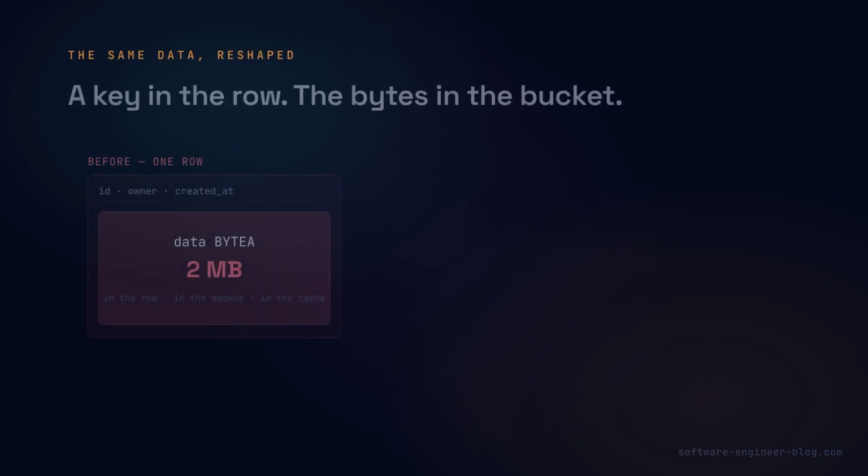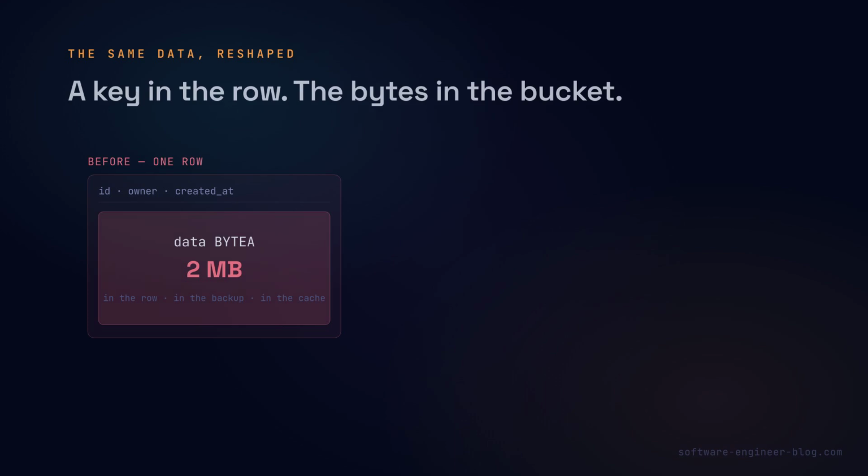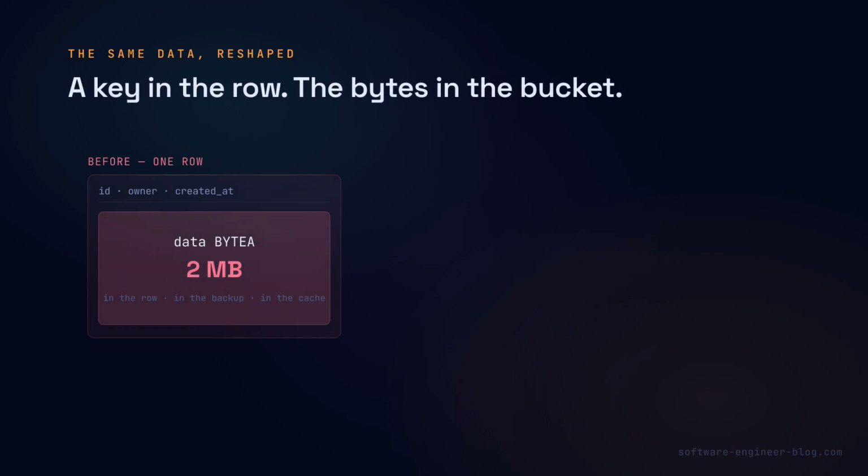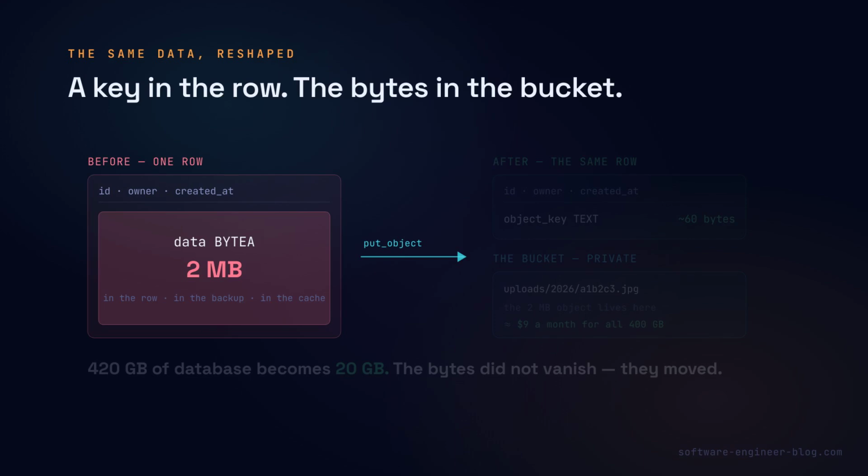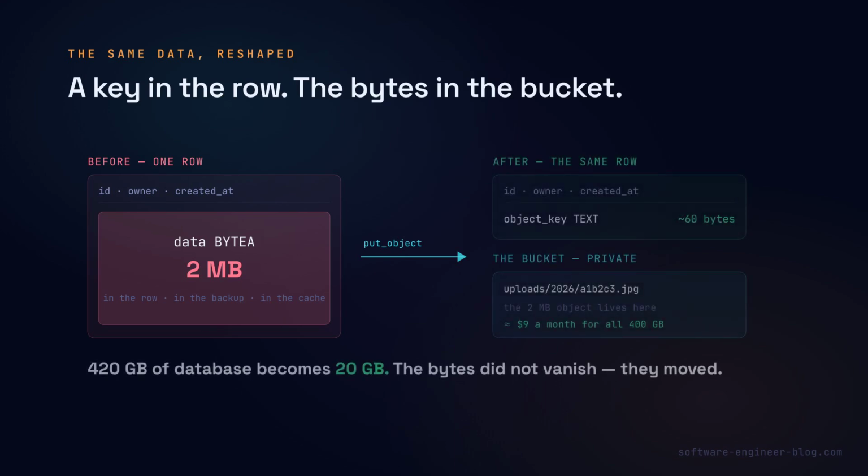Look at what that does to a single row. Before, the row carried the entire file, 2 megabytes, sitting in the table, in every backup, in the cache. After, the row carries a short string of text, about 60 bytes. The 400 gigabytes did not vanish. They moved into a bucket, where storing them costs around $9 a month instead of $40, and where durability is measured in 11 nines. That means if you handed it 10 million files, you would statistically expect to lose none of them. Your 420 gigabyte database is 20 gigabytes again.